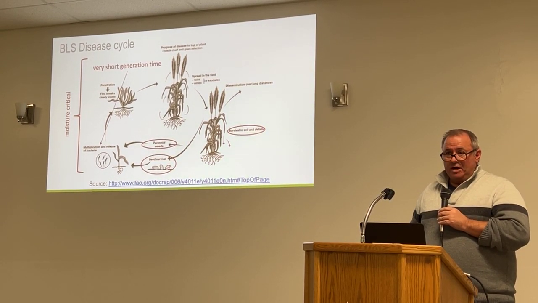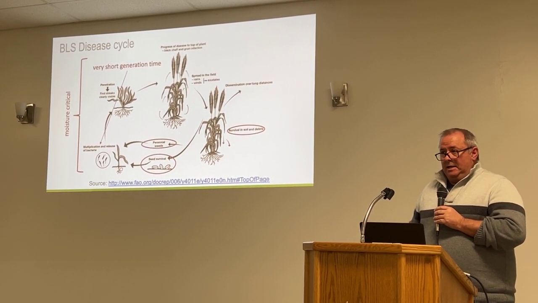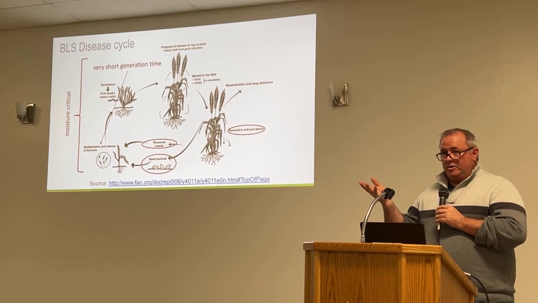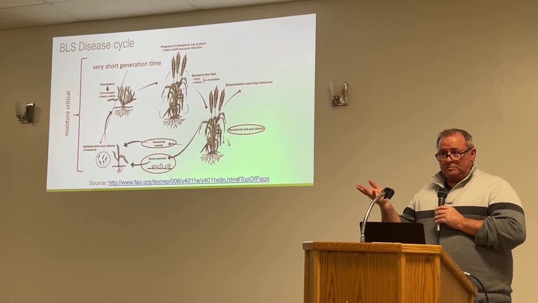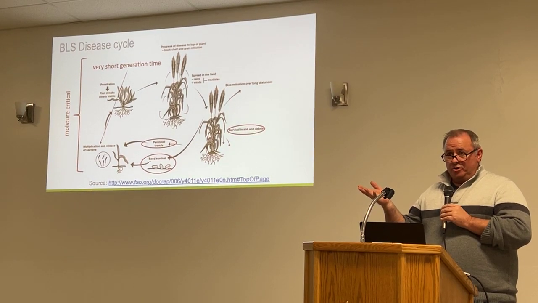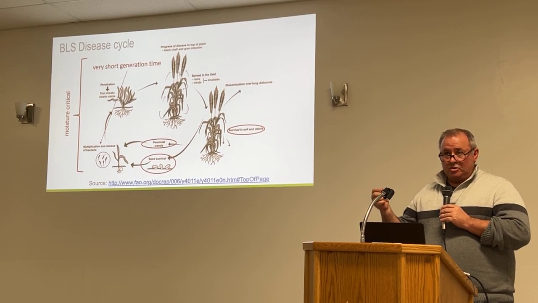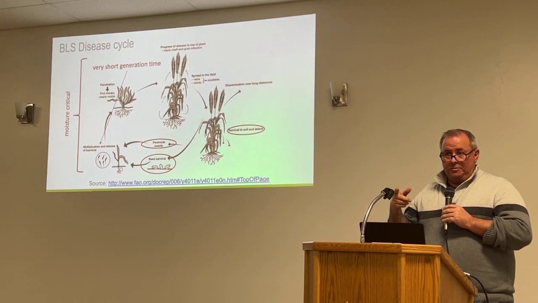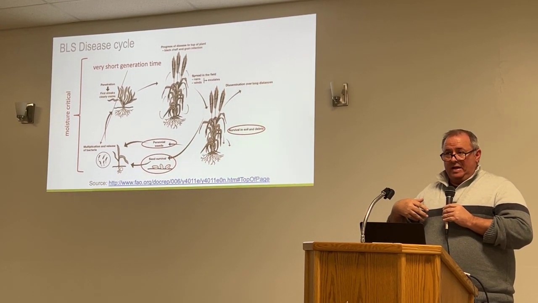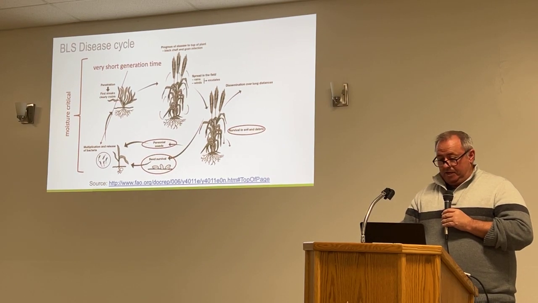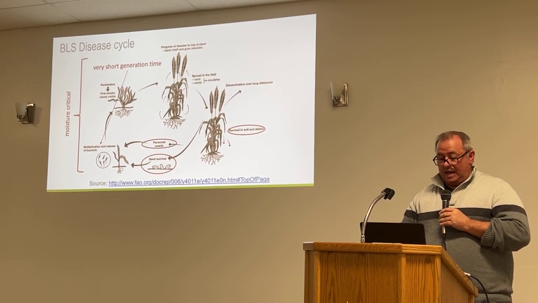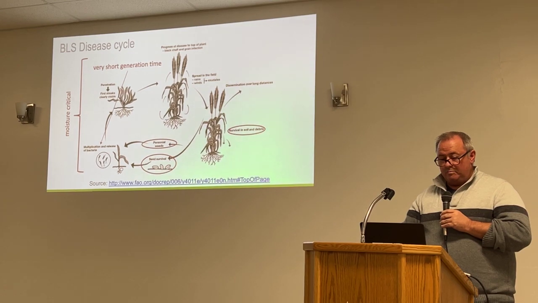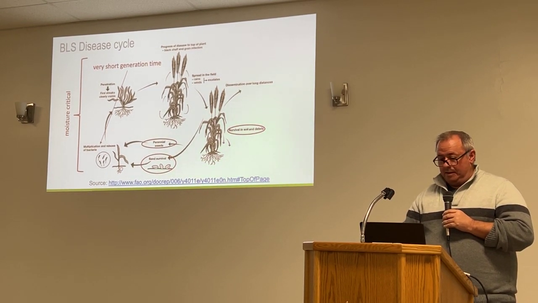And bacteria have very short generation time. So let's say you have a plant that's got 100 bacterial cells on it. In 2 weeks, you could have 100 trillion bacterial cells on it. And so if you think of 10,000 plants in a field with 100 cells on them, that's going to be an epidemic in a couple, 3 weeks. You're going to see it on every single plant when the conditions are right. So it just can reproduce so quickly.